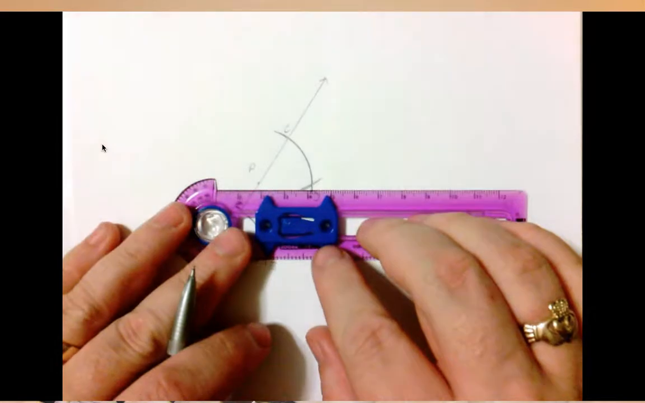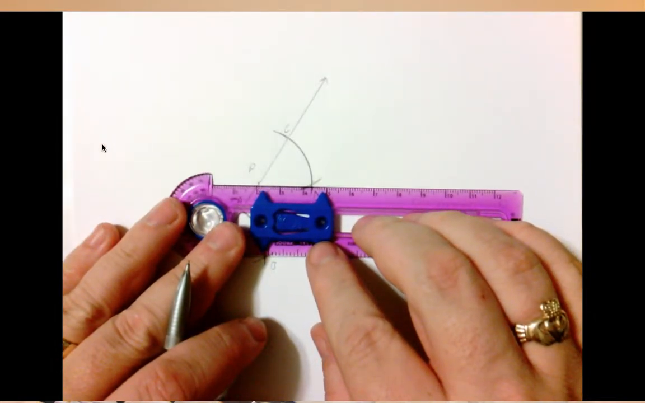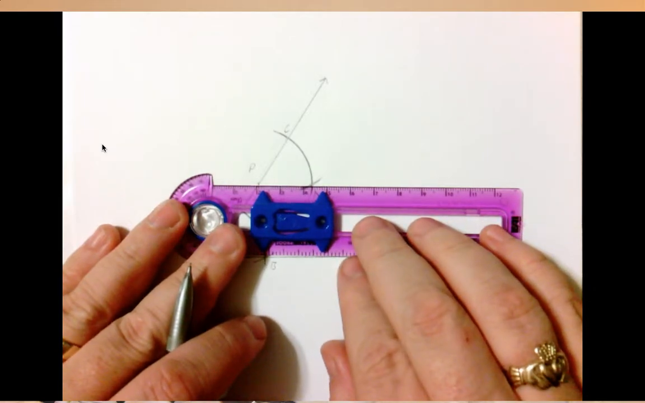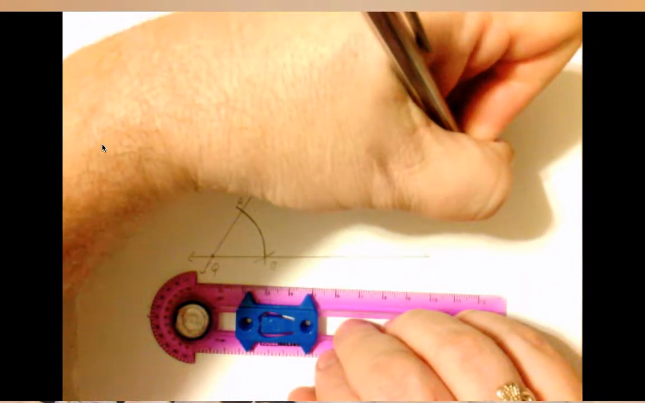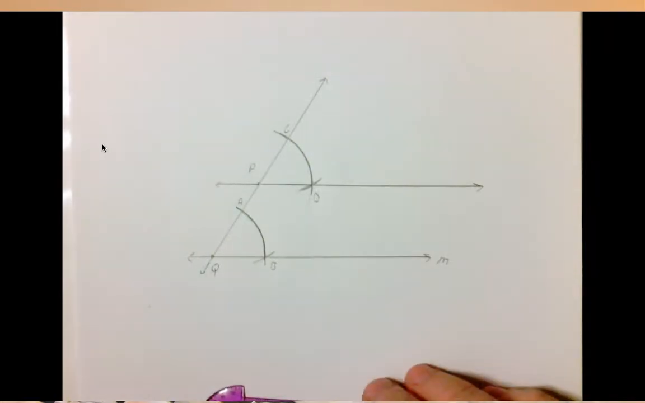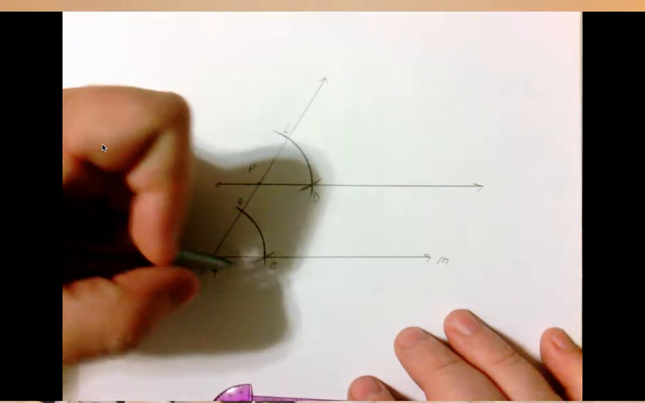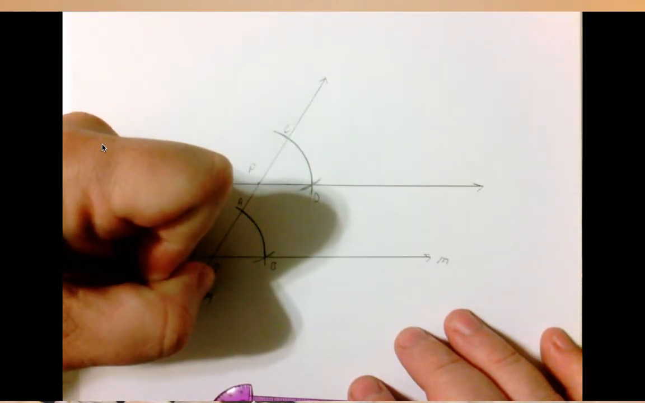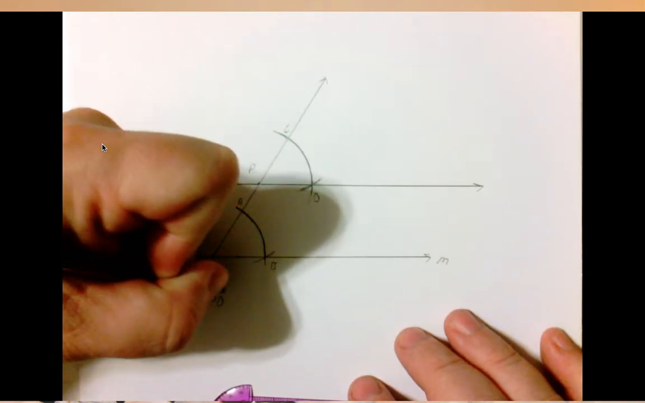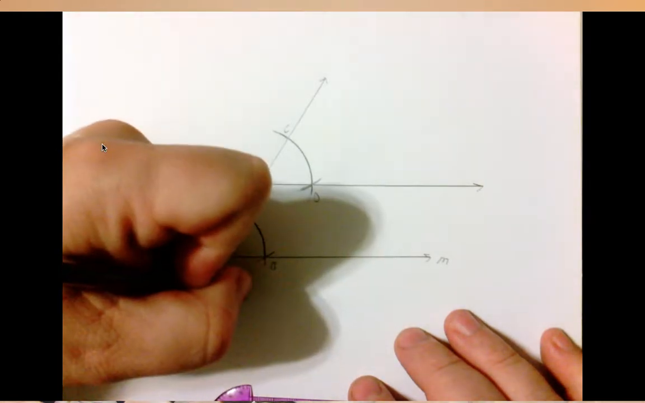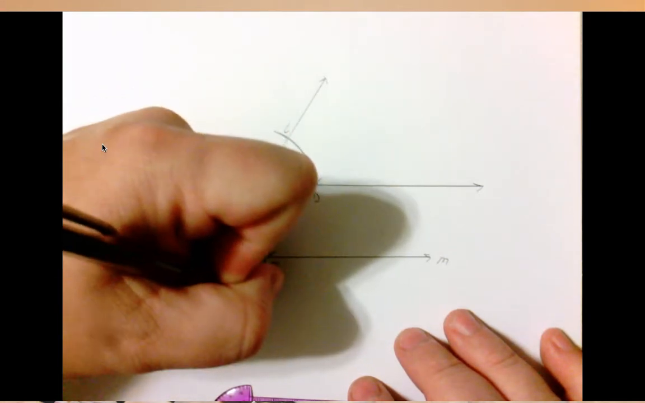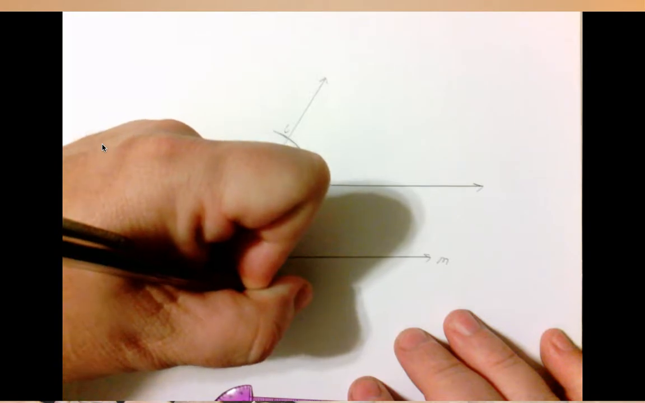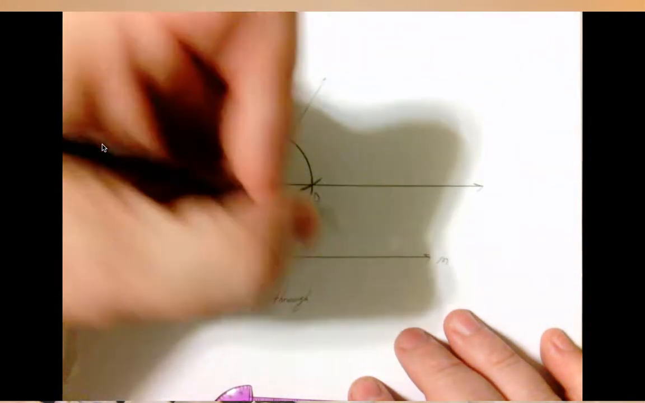Now I want to draw the line through P and through D. And this line PD is going to be parallel to line M. Line PD is parallel to line M through point P.